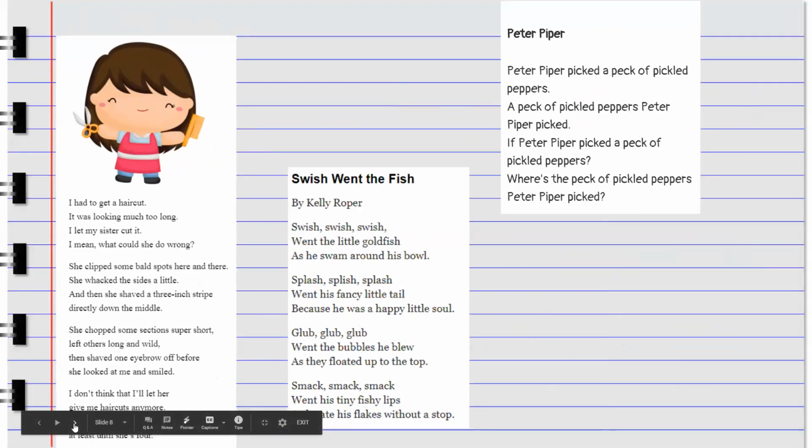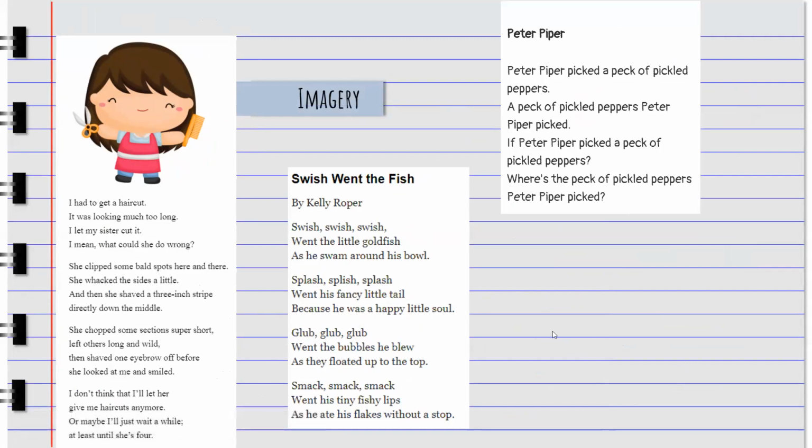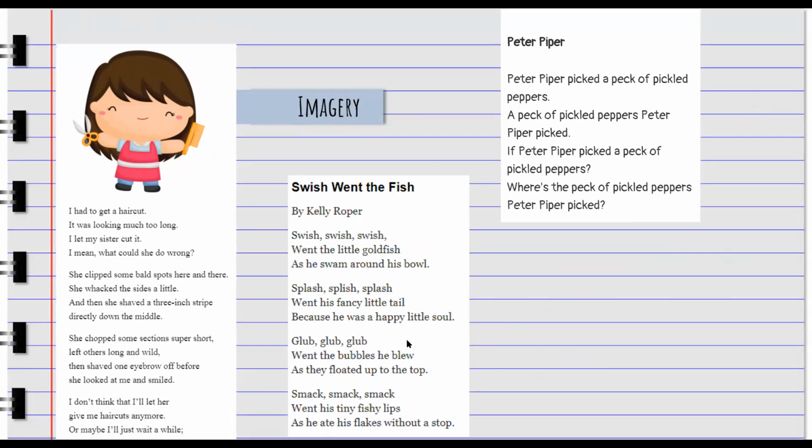This poem showed imagery. Yesterday we talked about imagery, and we're going to talk about it again next week when we finish poetry. All right, so let's talk about Swish Went the Fish.